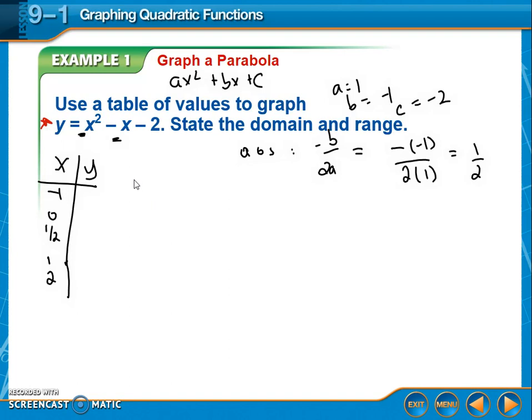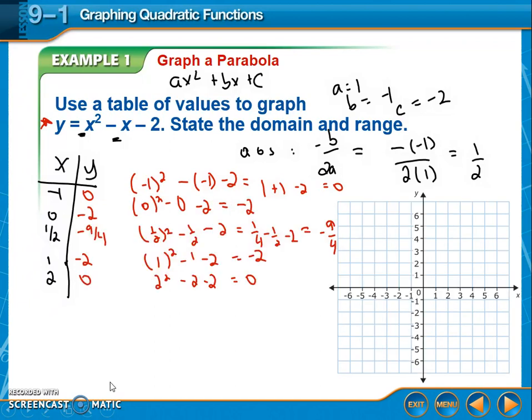So if I do negative 1 squared minus negative 1 minus 2, then we're going to get 1 plus 1 minus 2, and that's 0. So I get 0 here. Okay, so I'm going to pause the video and finish this, and you guys go through and complete. So once you have your list of all the values, which you get by plugging them all into this equation, you can go through and graph them.